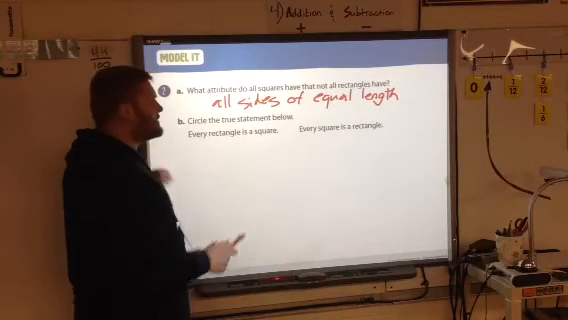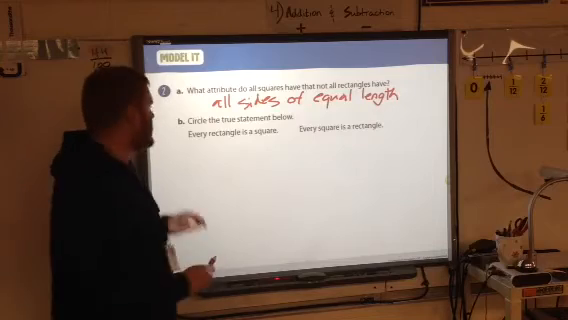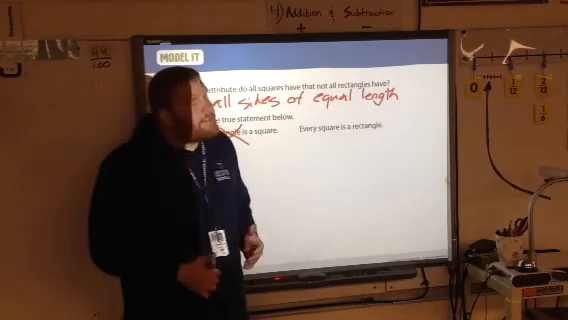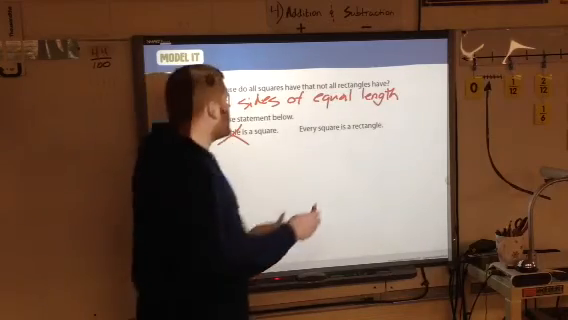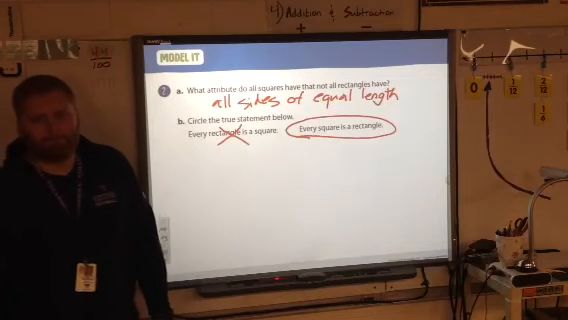So, this is incorrect: every rectangle is a square. That is not true. If that was the case, then every rectangle would have all 4 sides of equal length. So I've got to get rid of that one. But a square does technically share all the attributes of a rectangle. So that would be the correct statement.